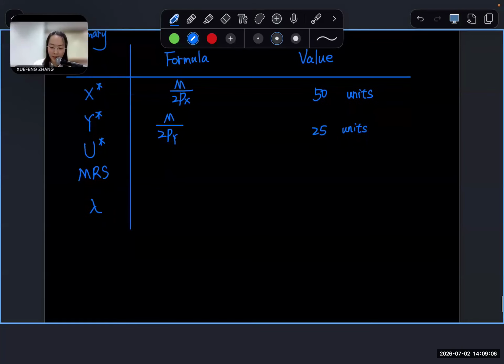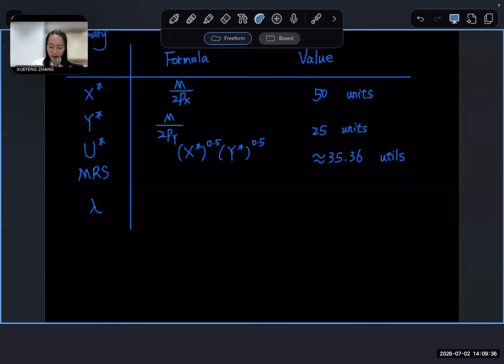For the maximum utility, what is the formula? X star power half, Y star power half, right? And approximately the value is 35.36 joules. Don't forget the units.